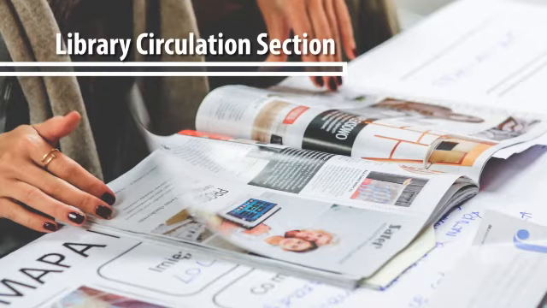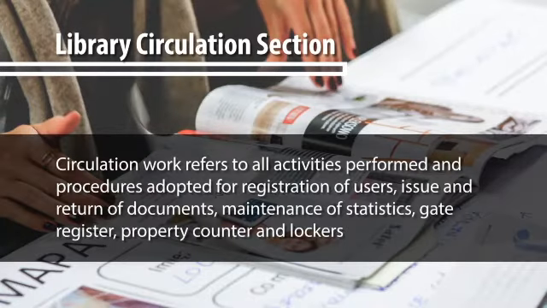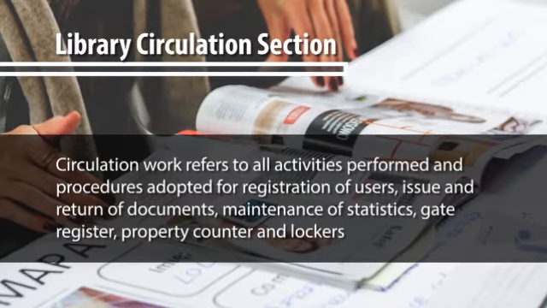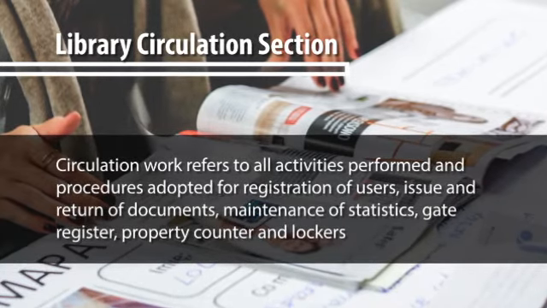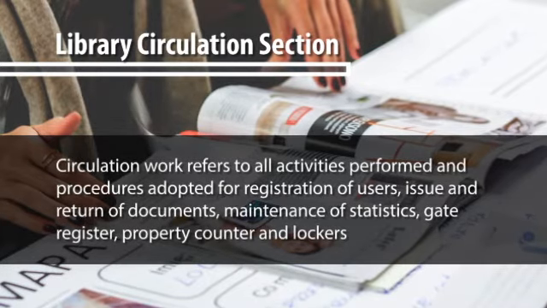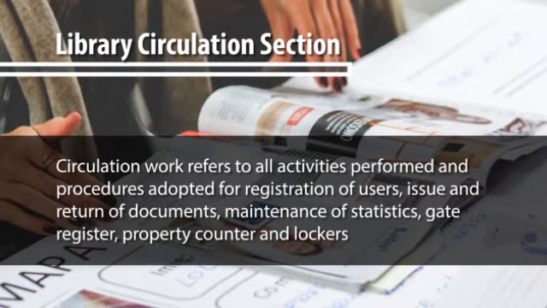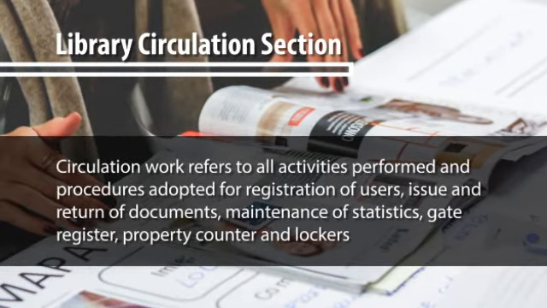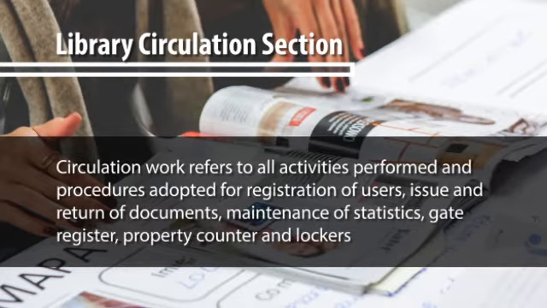But a very important component of the reader section is the library circulation section, where the charging and discharging of the resources, the materials like books and other kinds of material, is done. So the library circulation section comes under the reader section. Here, circulation work refers to all kinds of activities performed and procedures adopted for the registration of users, where issue and return of the documents are done. The maintenance of the statistics is done, that is how much has been issued in a day, in a month, or in a year. Similar kinds of statistics are maintained.